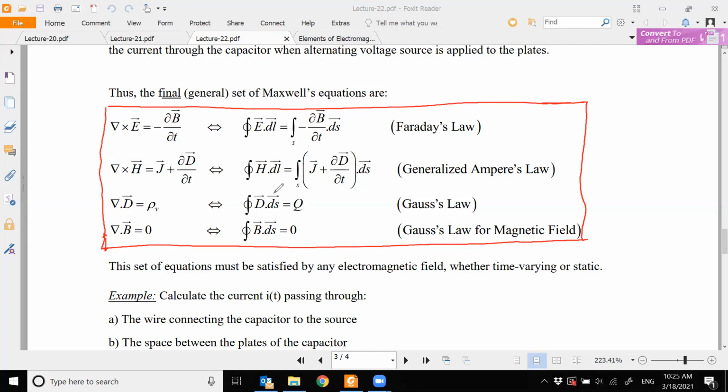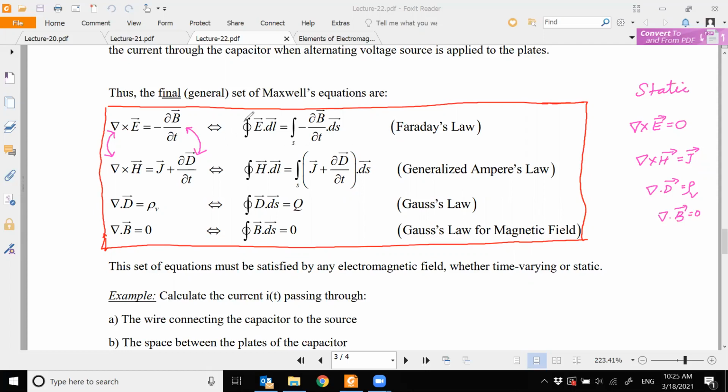Okay. Now notice here a very important conclusion. If you see the first 2 equations, what did you observe? Compare this equation with the static case. In the static case, you have del cross E bar is equal to 0. And here you have del cross H bar is equal to J bar. And here you have del dot D bar is equal to rho V. And here you have del dot B bar is equal to 0. This is for the static case.